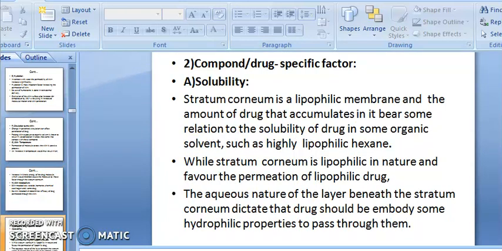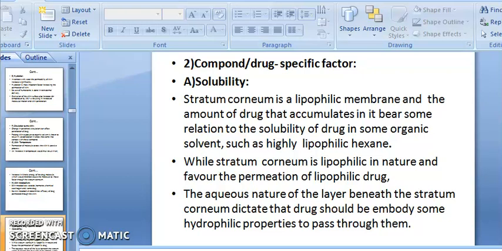Compound or drug specific factor, that is solubility. Stratum corneum is a lipophilic membrane, and the amount of drug accumulated in it bears some relation to the solubility of the drug in some organic solvent, thus highly lipophilic hexane. As you know, because of the lipophilic nature, a lipophilic drug will be absorbed or penetrated easily as compared to a hydrophilic drug. Or we can take an example, a highly lipophilic compound drug, that is hexane.